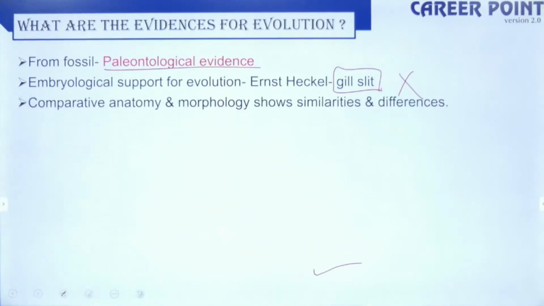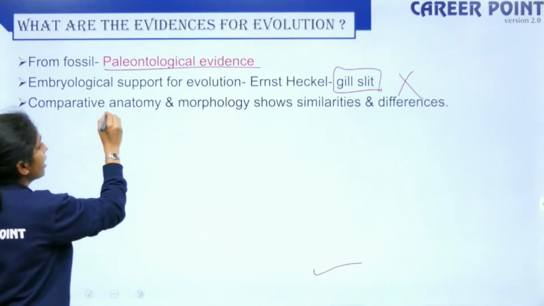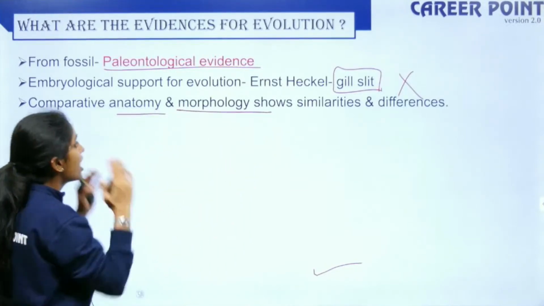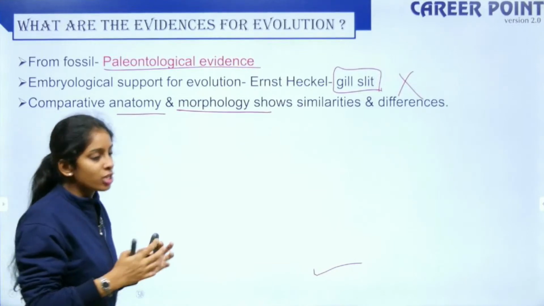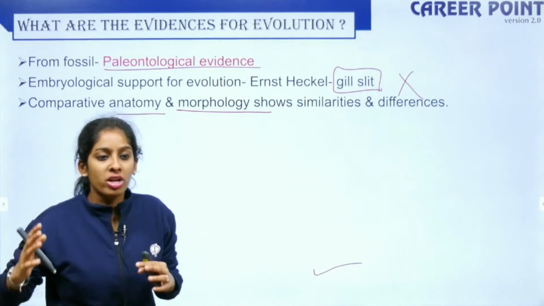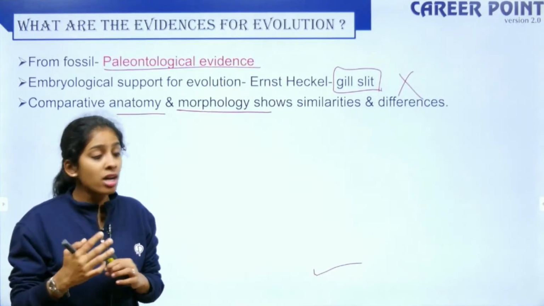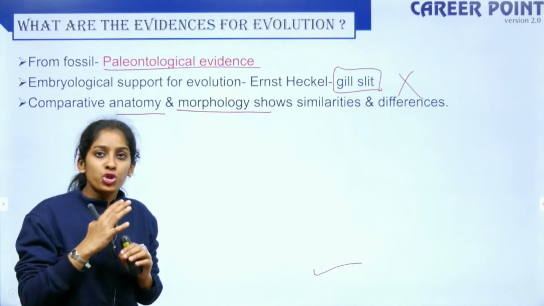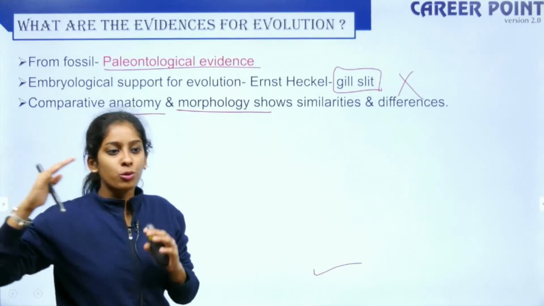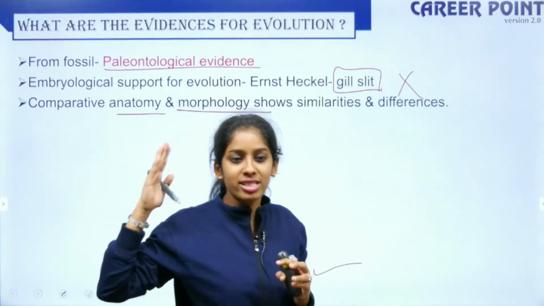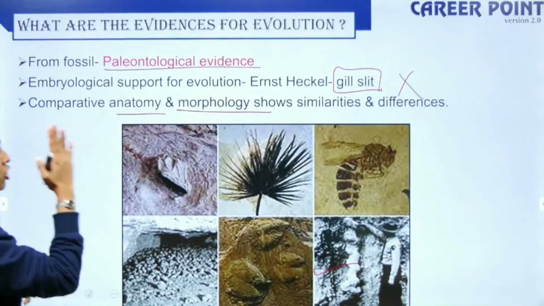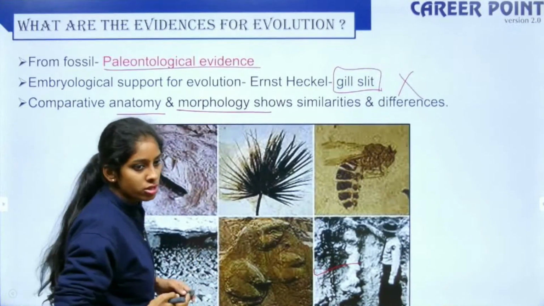Fine. So point number 3, we also spoke about comparative anatomy and morphology, which shows similarities and differences. Anatomy talks about the internal structure, morphology talks about the external appearance. If you look at two organisms and their morphology is similar, we know which came first. From here you had this, right? So from lizard till cockroaches, you can see the evolution, right? It is understood. So these are paleontological evidence from your fossil fuels.